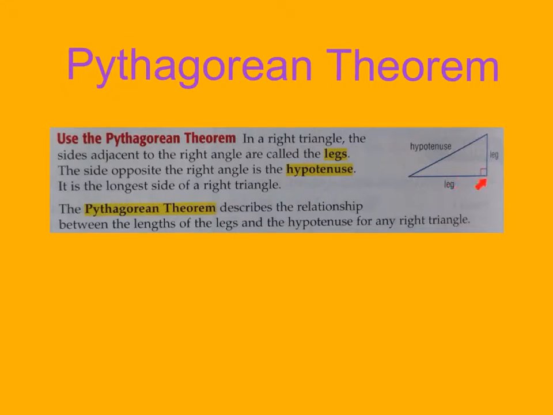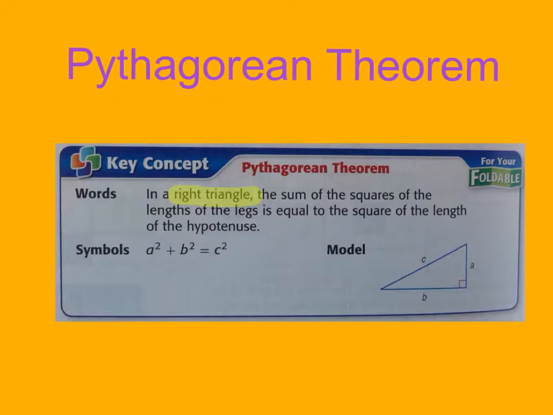Now this only deals with right triangles, but you can create the right triangle any way you want, and the hypotenuse, the side opposite the right angle, is always going to be the longest side. The Pythagorean theorem is going to tell us the relationship that the legs and the hypotenuse have. So let's take a look at what that relationship is.